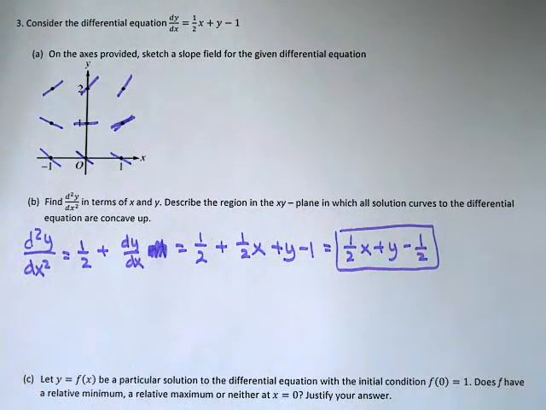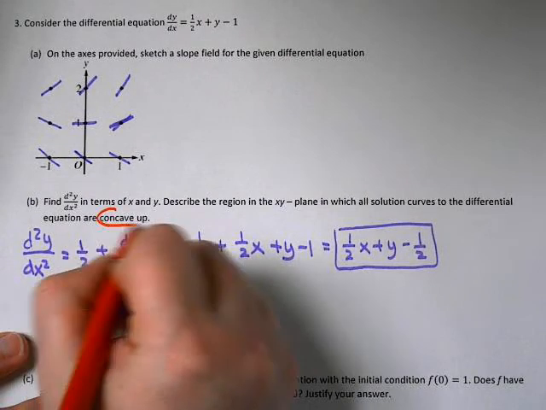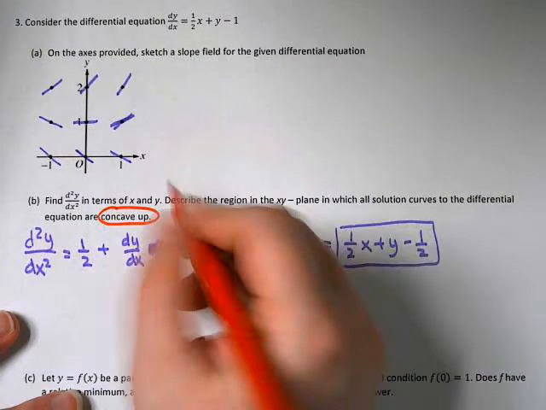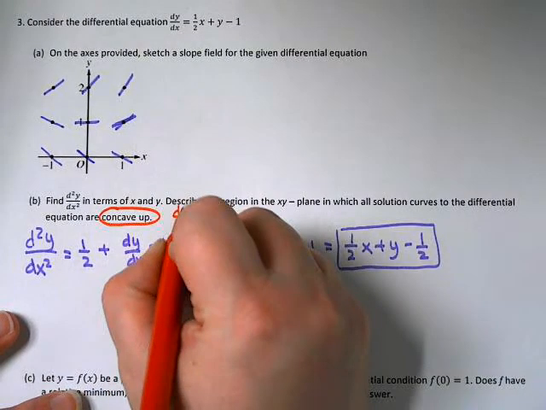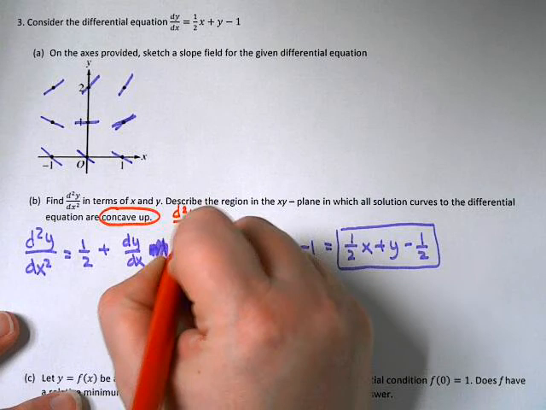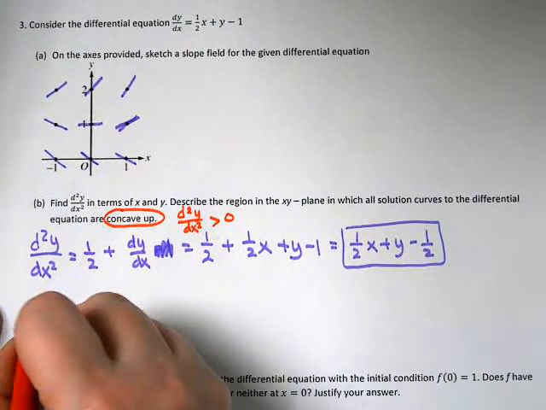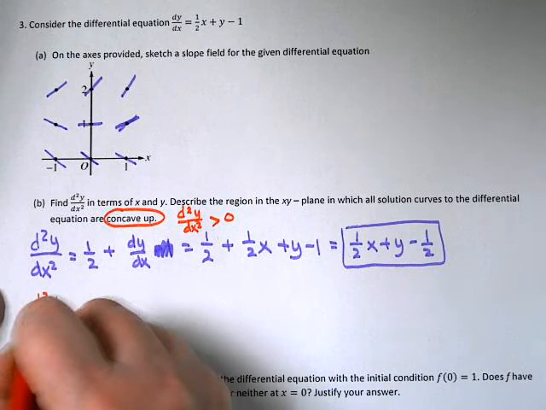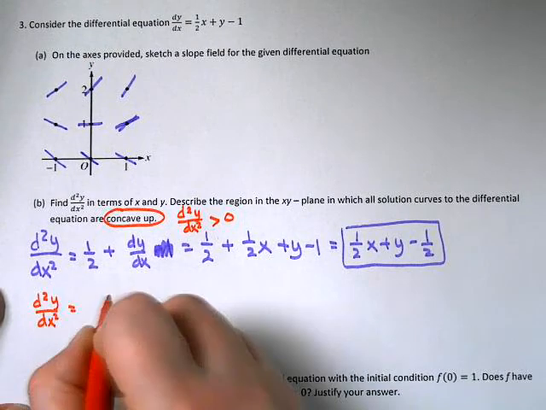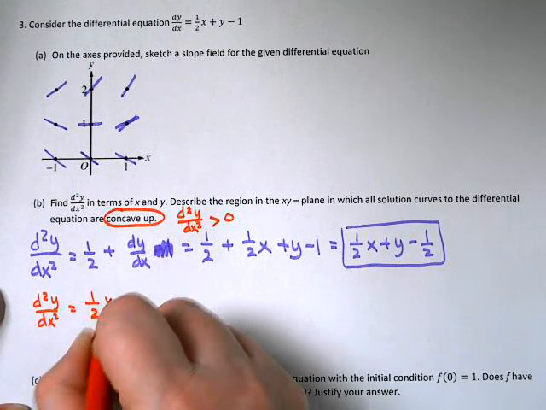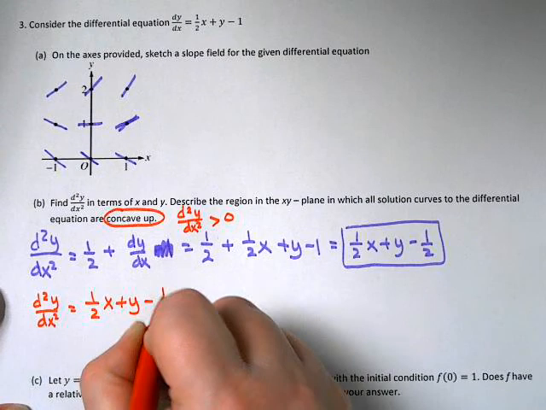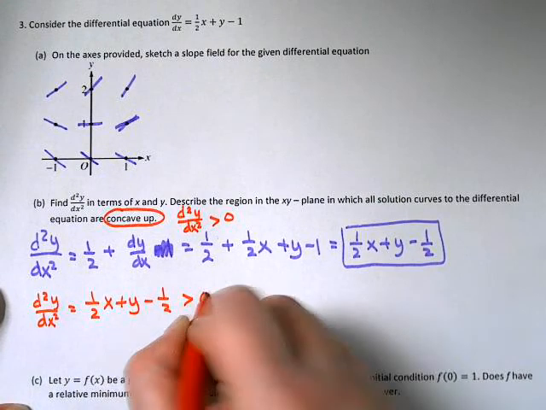All right, so now it's asking for every place that the solution curves are concave up. So what we need to remember is we need to think back to what it means to be concave up. We know that for a function to be concave up, the second derivative has to be greater than 0. So our second derivative is equal to 1/2 x plus y minus 1/2. And we want that to be greater than 0.